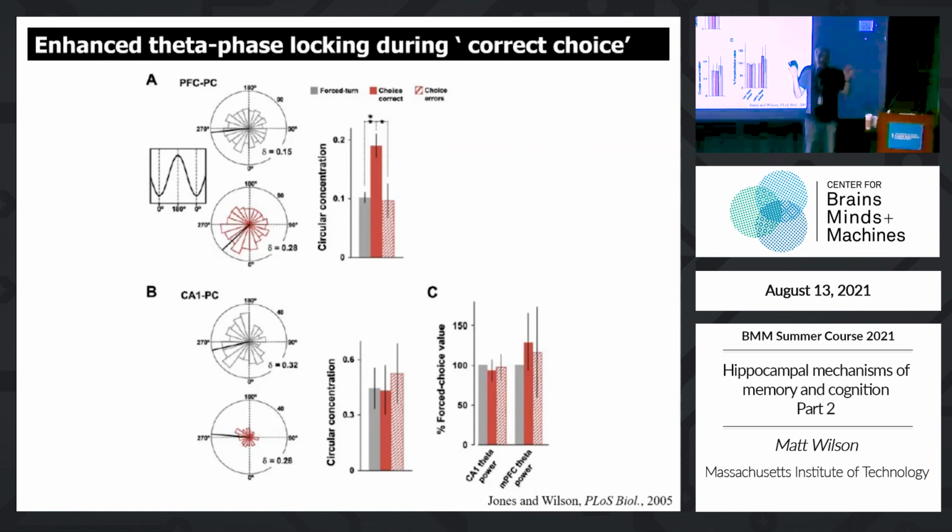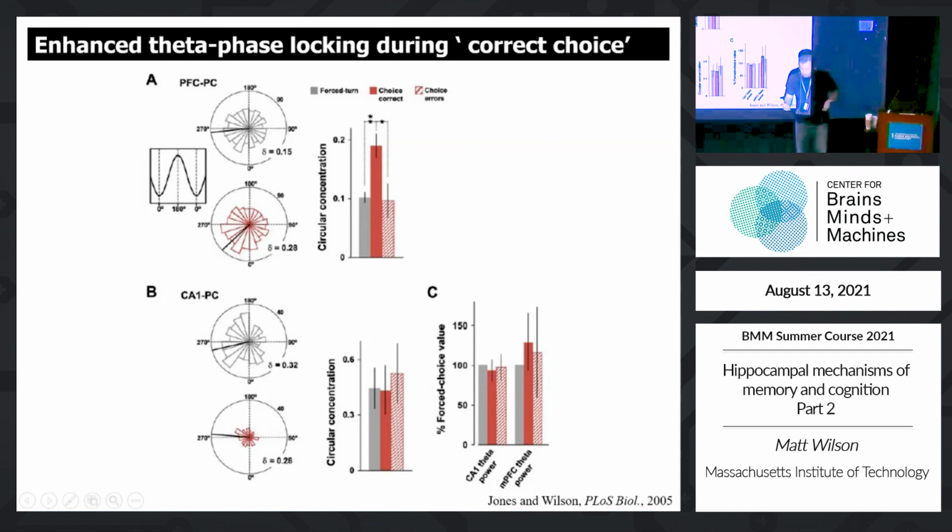So what this suggests is that it's not just the two directions, it's the accuracy of the choice. That is, did the prefrontal cortex listen to the hippocampus? Was it able to communicate with the hippocampus, and therefore solve the spatial working memory task? And that condition is indicated by the presence of this theta phase locking.